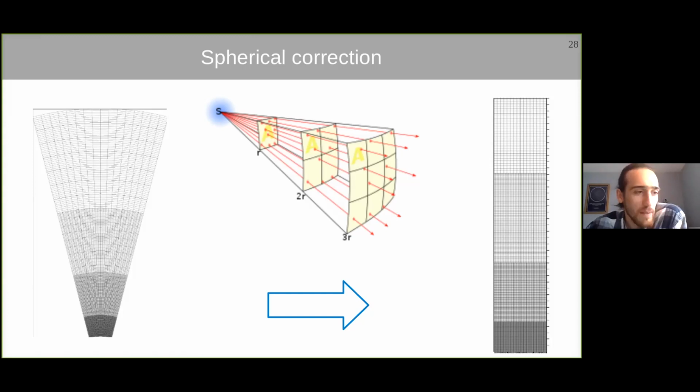Furthermore, when I show my results later on, I will sometimes show this spherical pie slice type of plots, and sometimes these Cartesian boxes on the right, but they are the same simulation, so don't get confused by that.